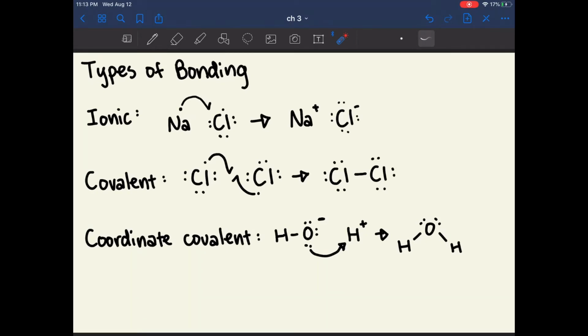Now, a coordinate covalent bond is similar to a covalent bond where the two elements will share electrons.